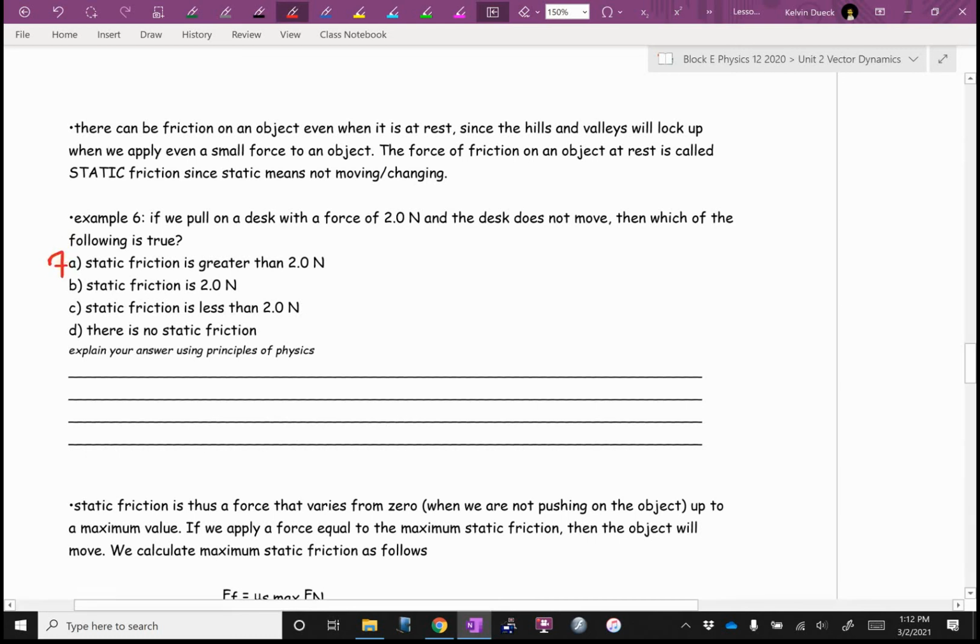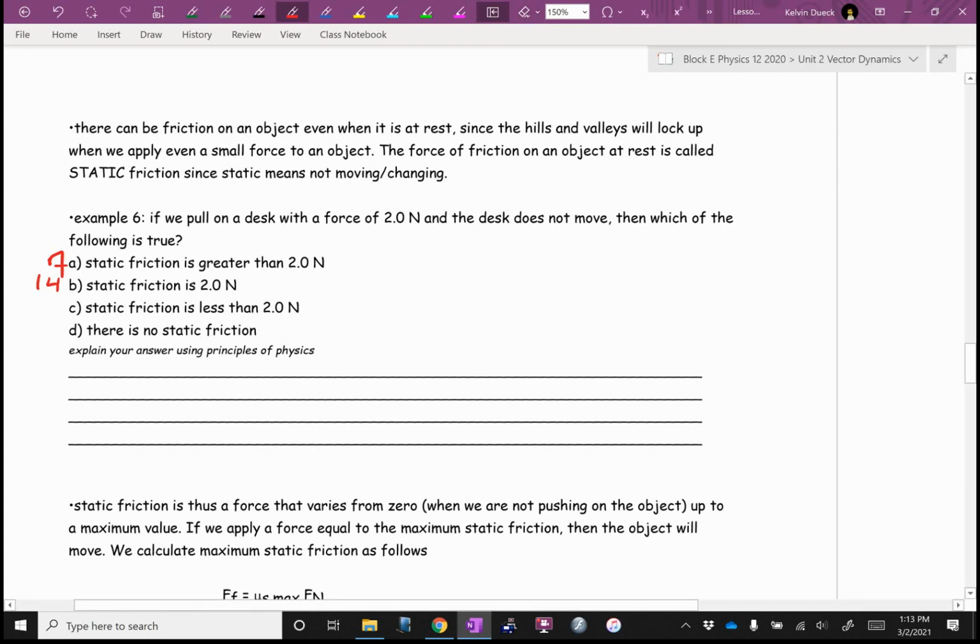Who says, no, Mr. Dewick, static friction is 2 newtons? 1, 2, 3, 4, 5, 6, 7, 8, 9, 10, 11, 12, 13, 14. By the way, I hear a fairly good explanation, except they keep saying the word move, which drives me crazy. Forces tell us nothing about movement. They tell us about acceleration, but not about movement. Okay? Who says C?